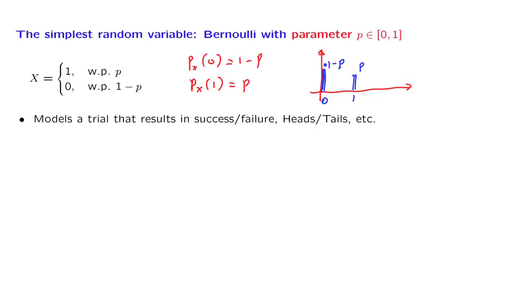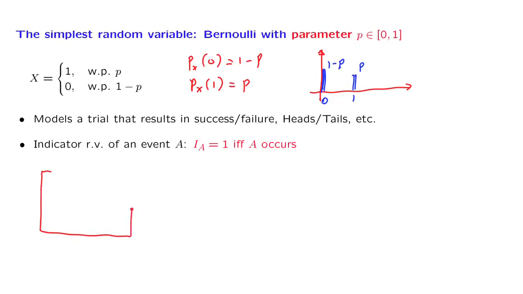Another situation where Bernoulli random variables show up is when we're making a connection between events and random variables. Here's how this connection is made. We have our sample space, omega, and within that sample space we have a certain event A, and outside the event A, of course, we have the complement of A.